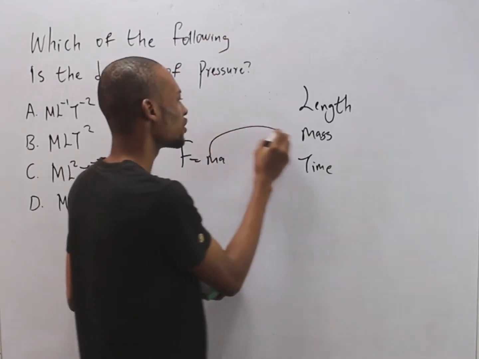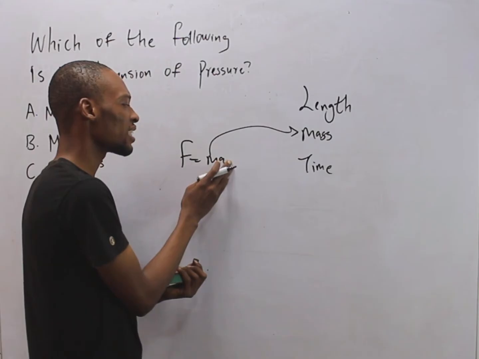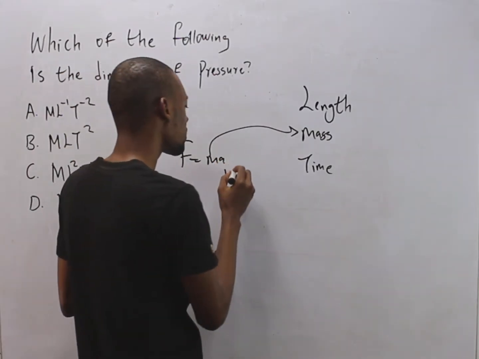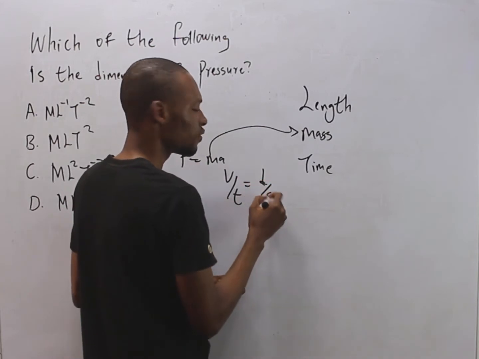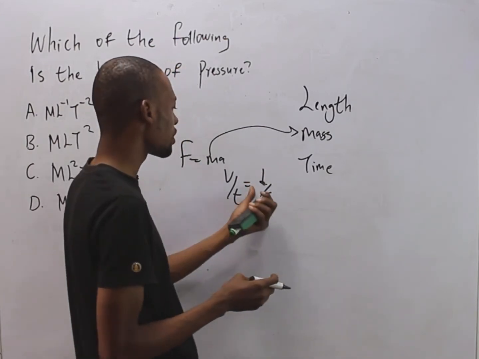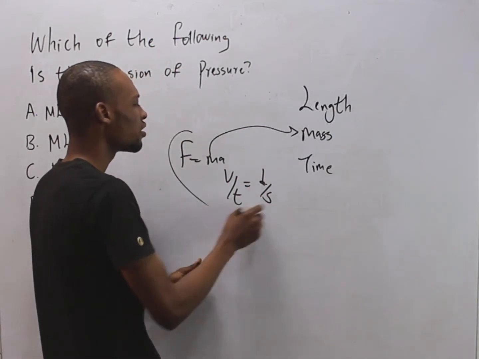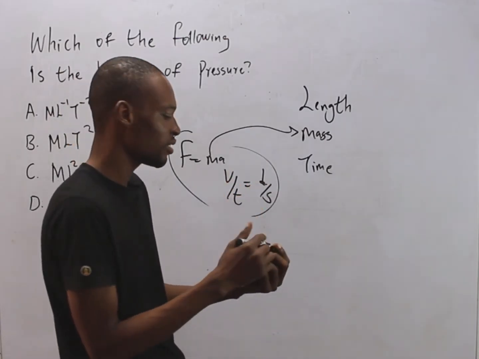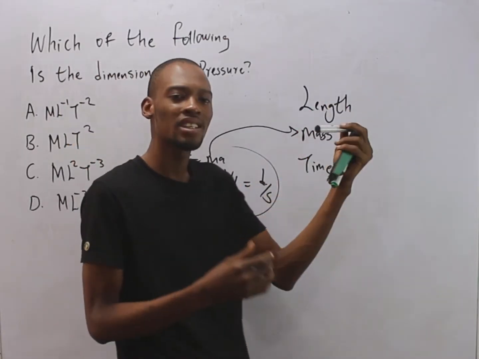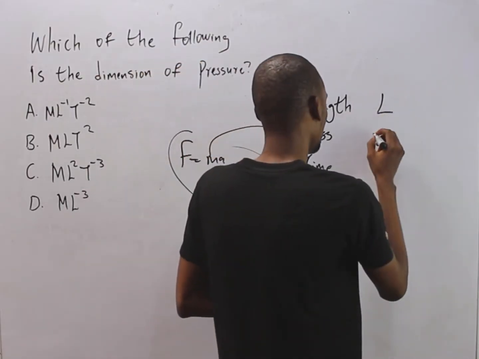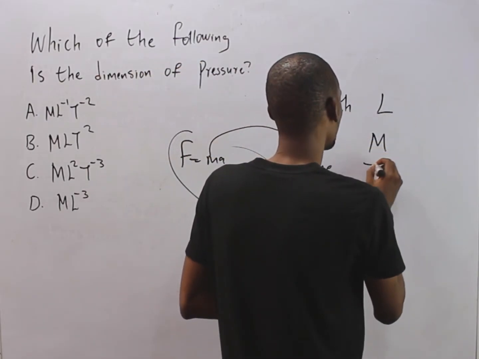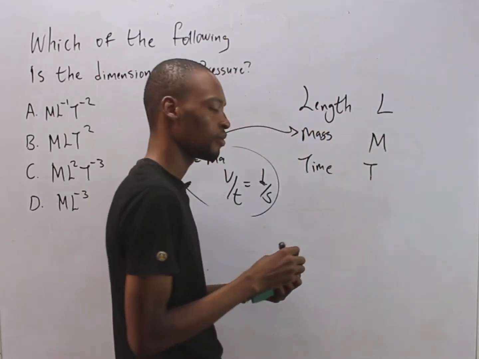What is mass? Fundamental quantity. And what is acceleration? Acceleration is velocity over time. And what is velocity? Displacement over time. So, you see, they all come from fundamental quantities. And these fundamental quantities have their dimensions. The dimension for length is L, mass is M, and time is T.